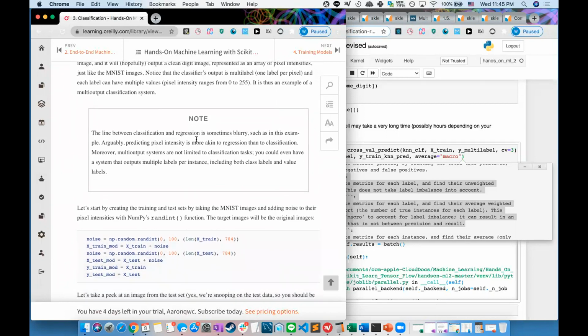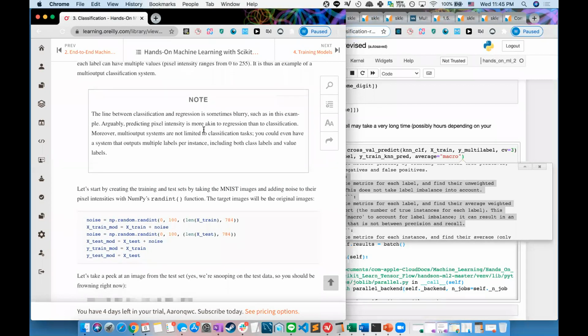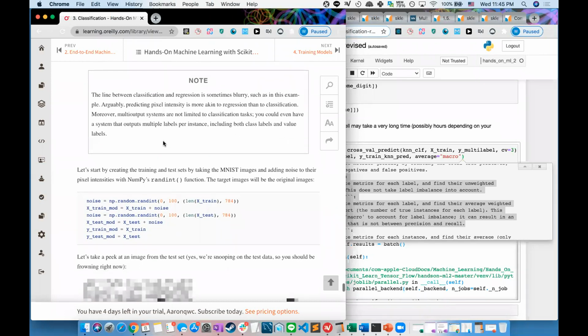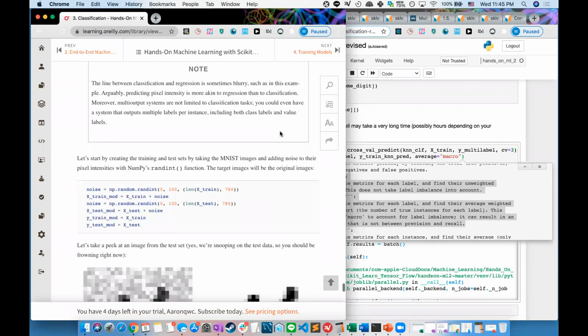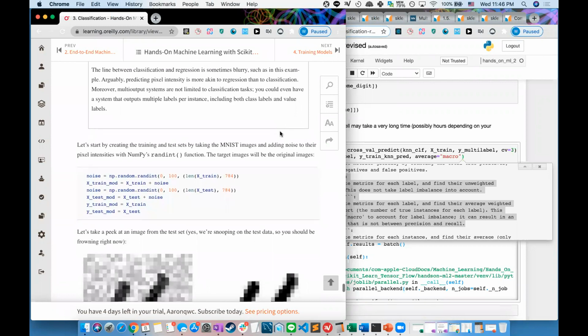The line between classification and regression is sometimes blurry, such as in this example; arguably, predicting pixel intensity is more akin to regression than to classification. Moreover, multi-output systems are not limited to classification tasks. You can even have a system that outputs multiple labels per instance, including both class labels and value labels.